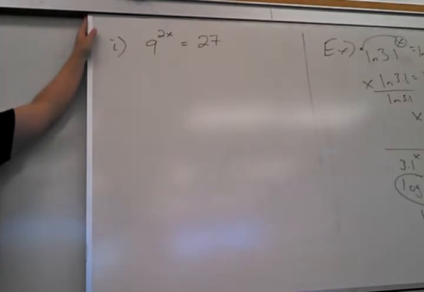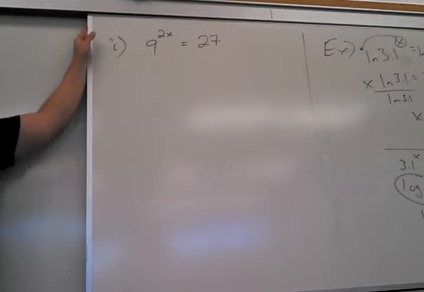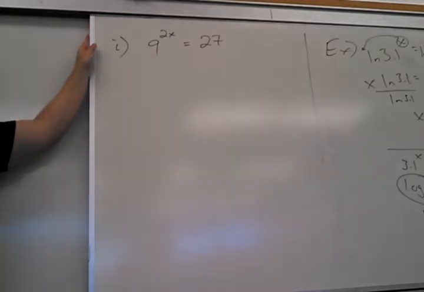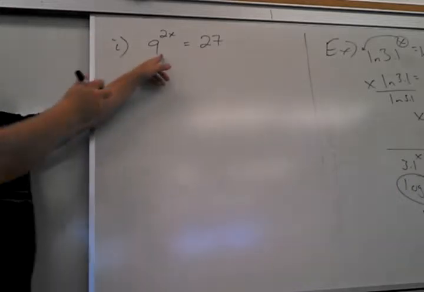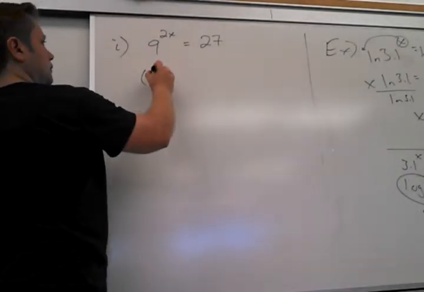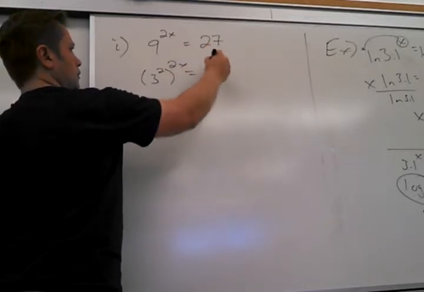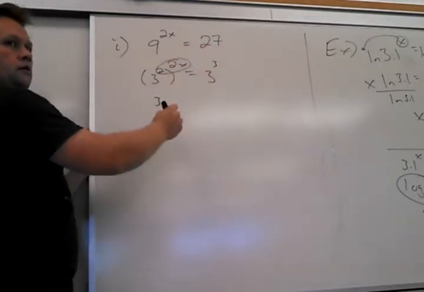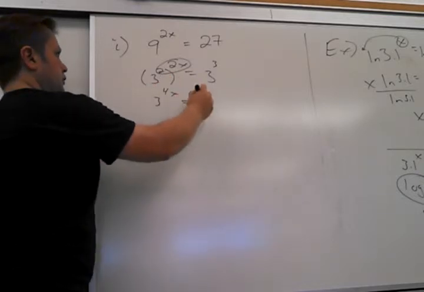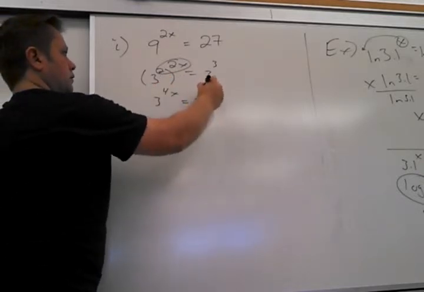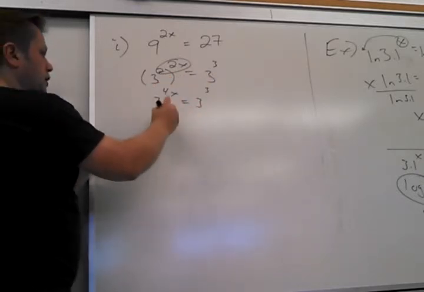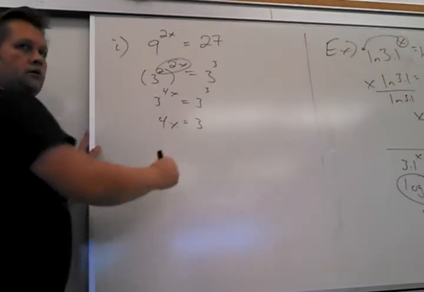I don't need logarithms. I could use logarithms and they would get you the answer, but I don't need them. Why do I not need logs here? They have the same base. So of course 9 is 3 squared. 27 is 3 cubed, so I get 3 to the 4x equals 3 to the third. So what must be true? Yeah, 4x must equal 3.